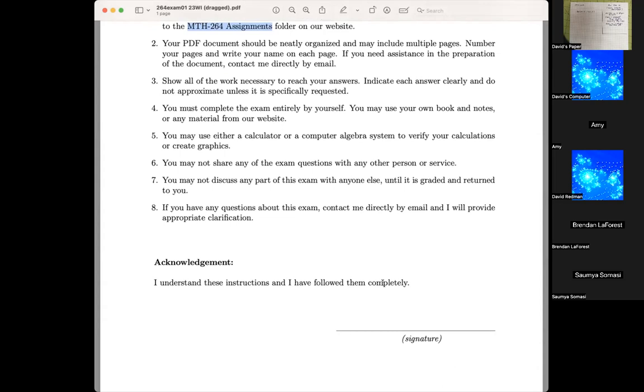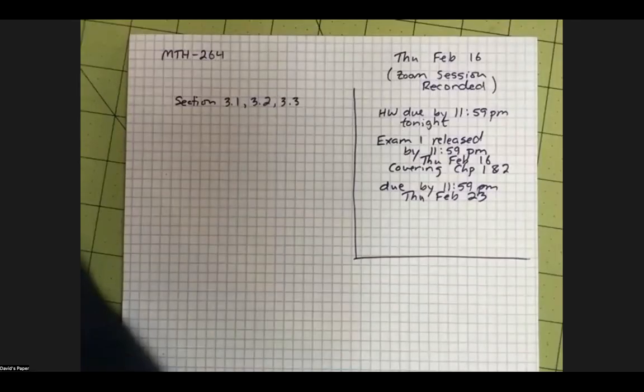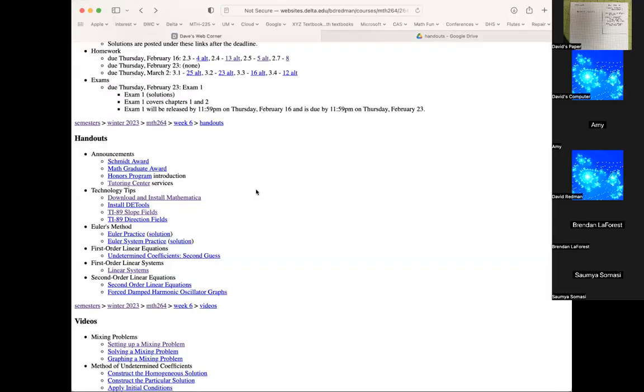This is page one of the exam. I don't have any other pages right here. This was just the title page of the exam. I just want you to know ahead of time what it's going to look like. I'm going to go back to my website now so I can show you where you'll find it. And we'll open this up. We're looking at our website now.